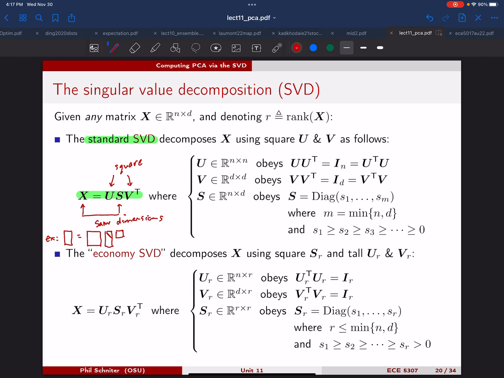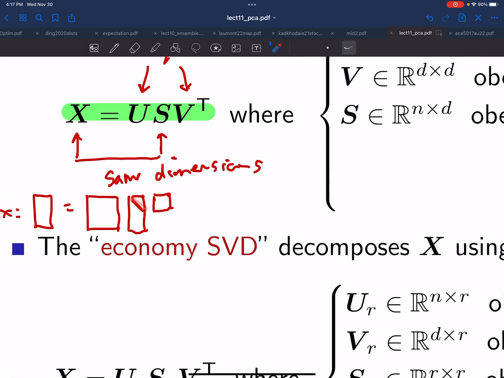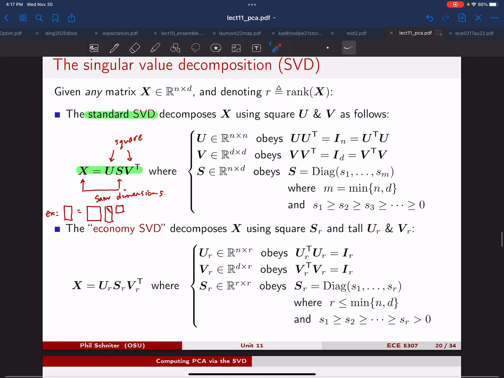Another thing about this diagonal matrix is that the elements along the diagonal, these guys here, they are ordered from big to small. It is possible to have, in some cases, several with the same value, but generally speaking, big to small. I think those are the main points behind the standard SVD.